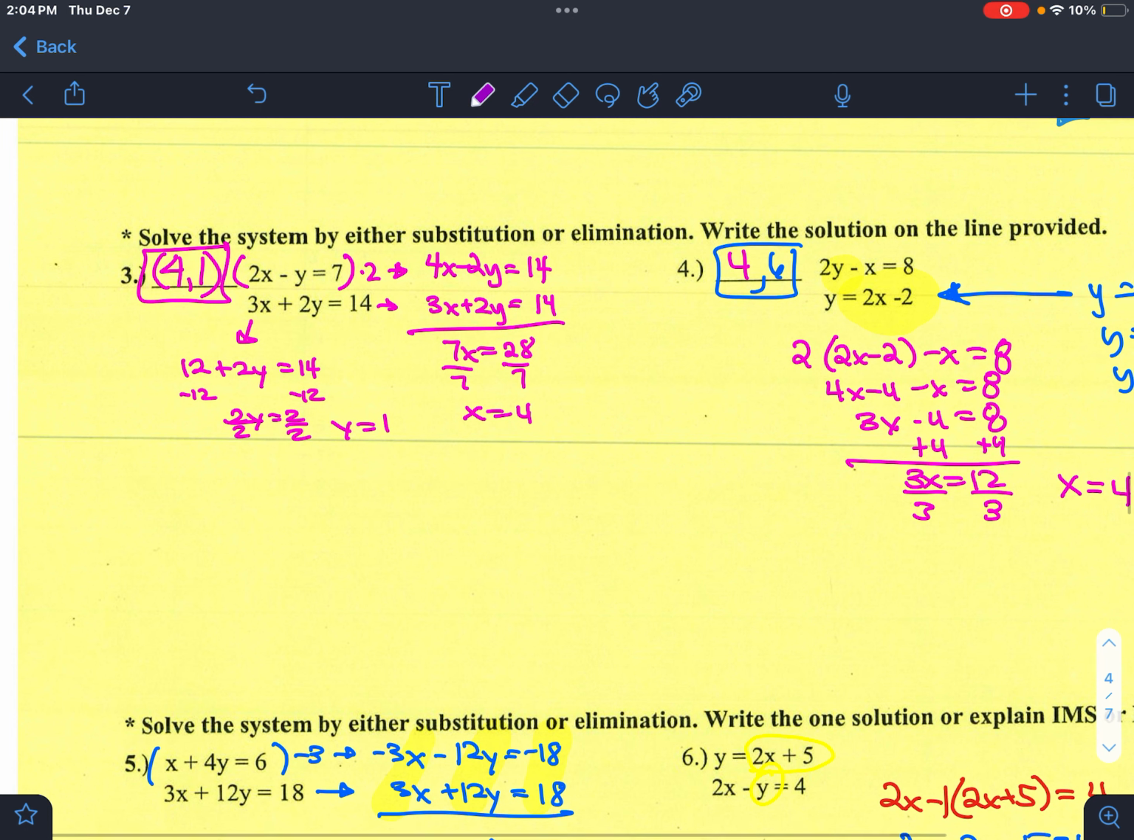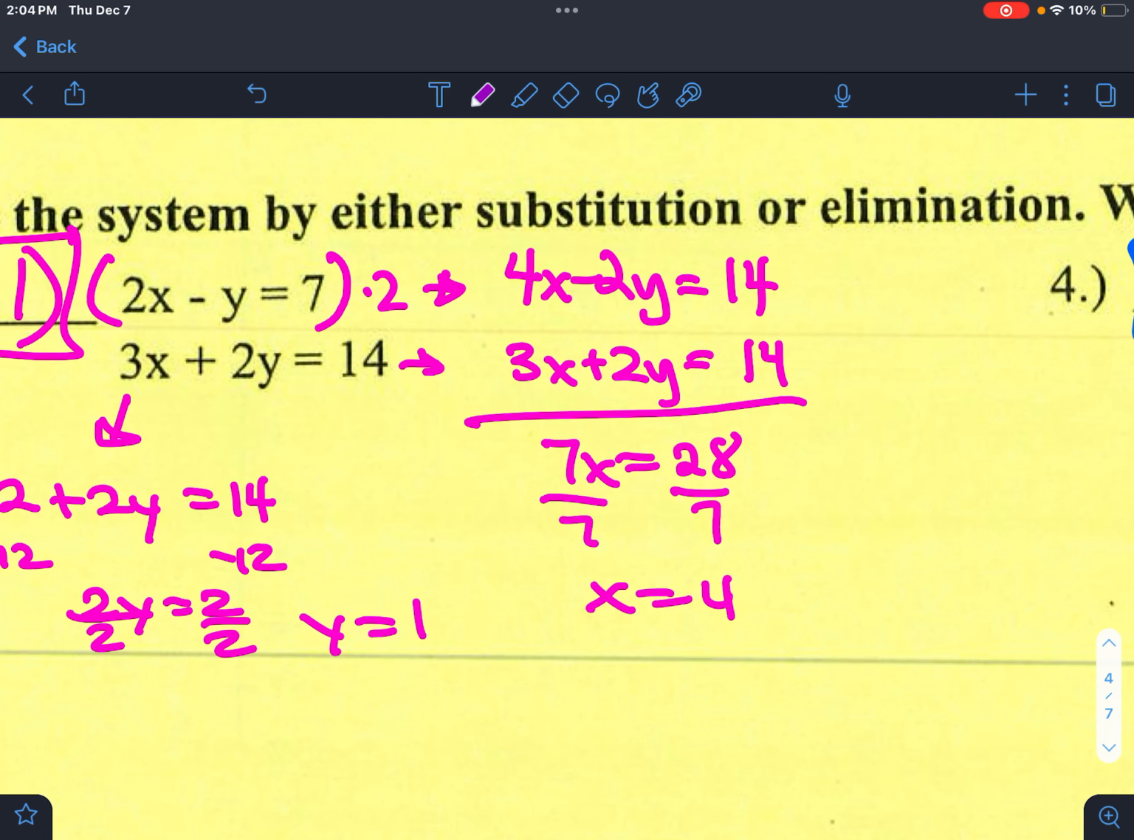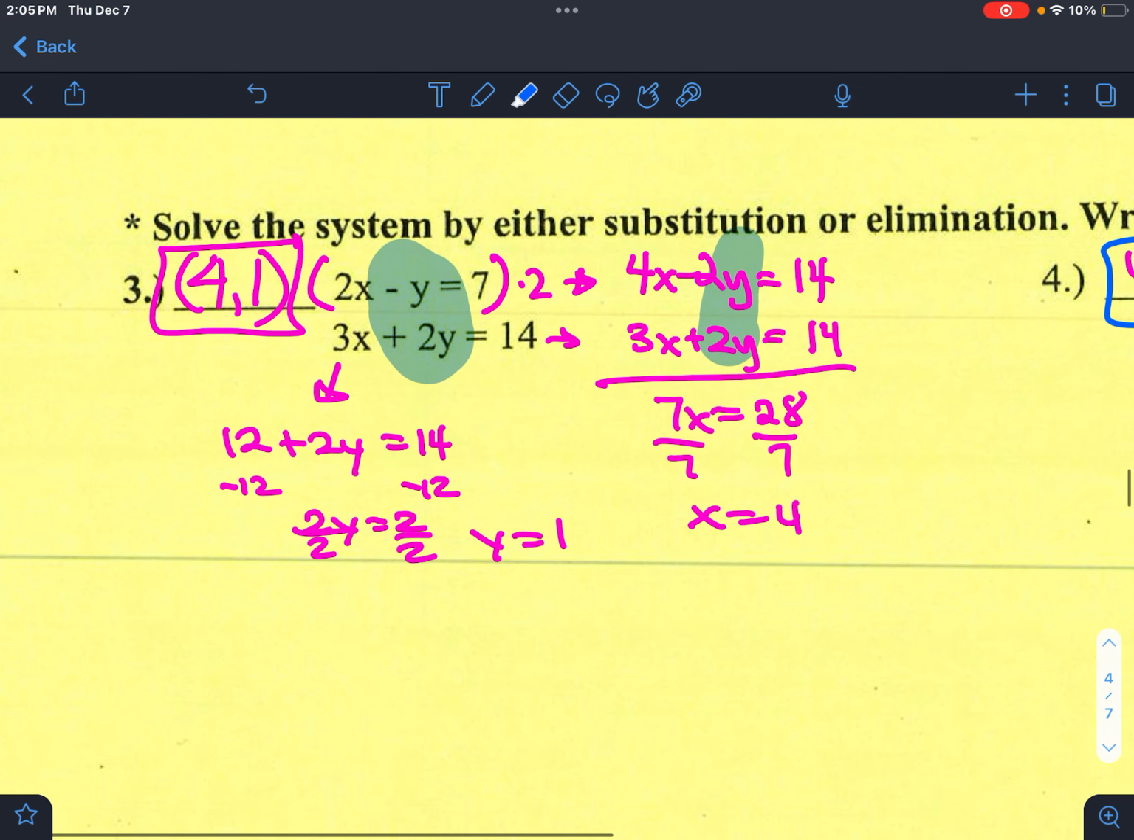On number 3, I solved by elimination. I multiplied the top equation by 2 because I saw that they were already opposite values right here. If I just had a 2 for that y value, they would eliminate. And that's what I did. I multiplied the top equation by 2 so I could eliminate the y values. Then I solved for x and substituted back in to solve for y. And I get the shared point of 4, 1.